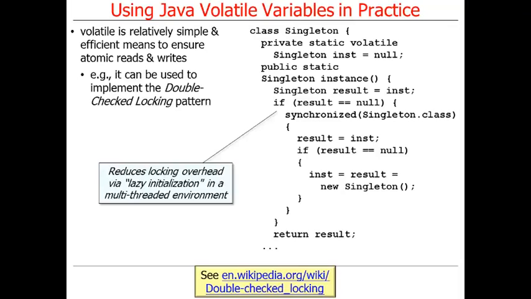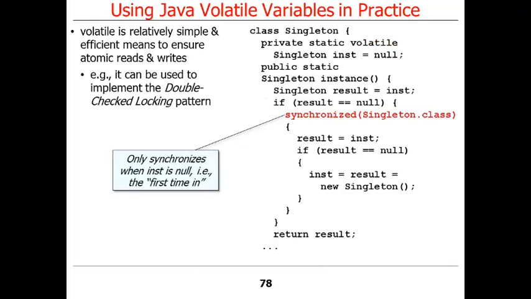All right, so what we do here is we end up using a volatile variable, as you can see here: private static volatile Singleton inst. That's called inst, which we set equal to null. And when we come in here, we set inst to a local variable called result. And then we check, and if result is null, in other words, if this is the first time in, then and only then do we go ahead and do a synchronized. And we're synchronizing on the class itself.